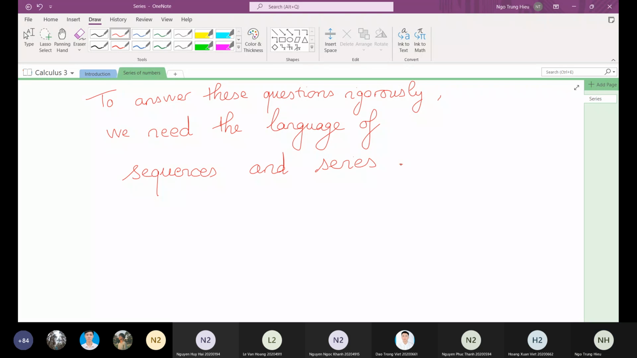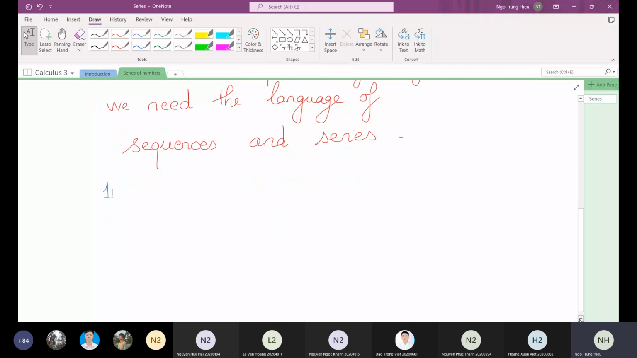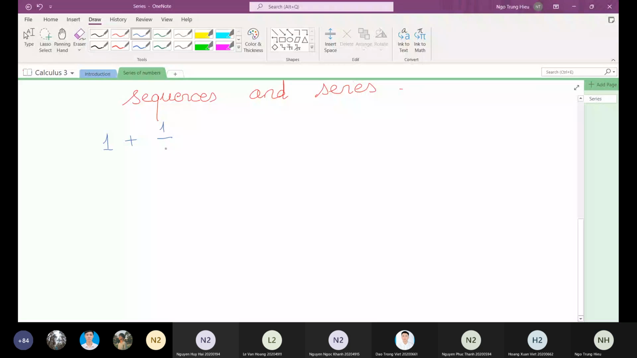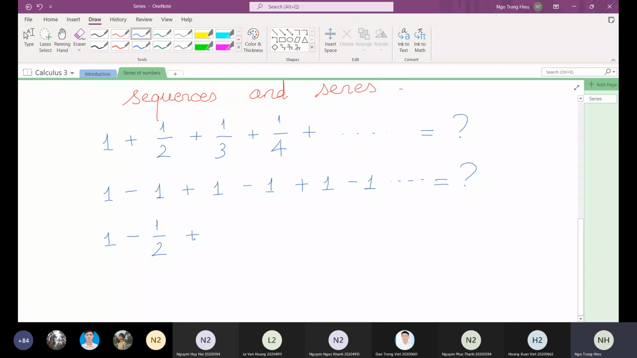All right, so when we study sequences and series, there are even more interesting questions, more difficult to answer, and we see very interesting identities like this. 1 plus 1 half plus 1 third plus 1 fourth, and so on. What is it equal to? And we have questions like 1 minus 1 plus 1 minus 1 plus 1 minus 1, and so on. What is it? And we have things like 1 minus 1 half plus 1 third minus 1 fourth, and so on. What is it?